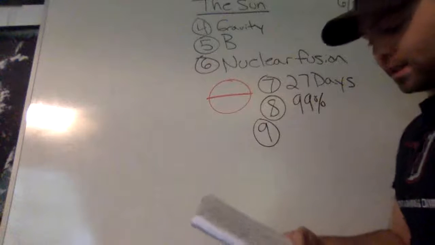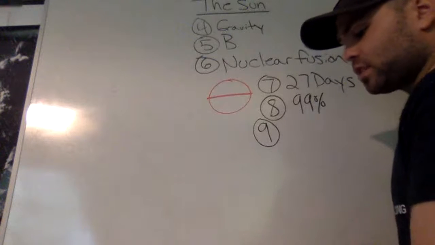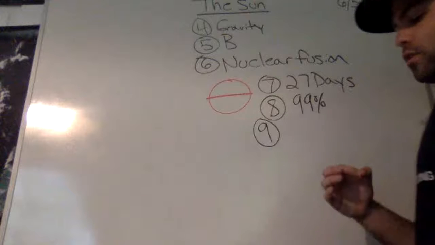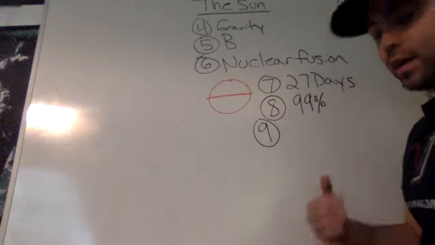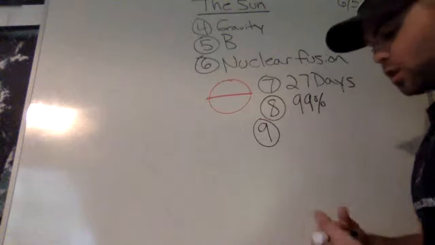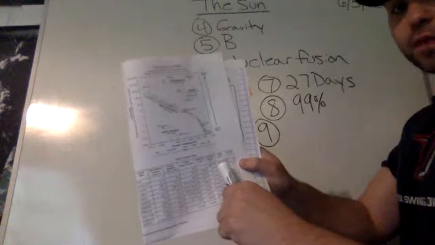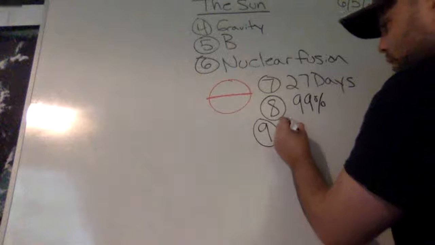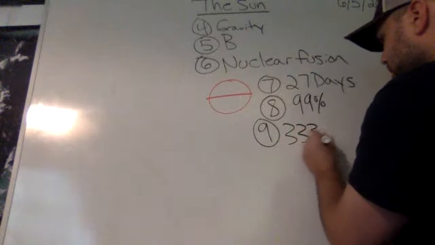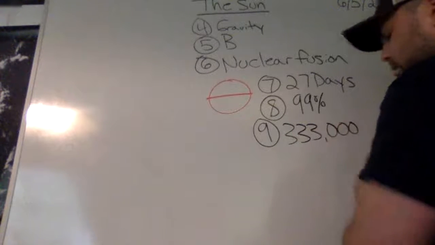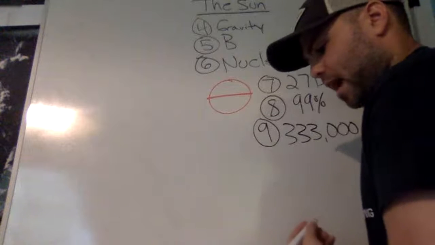But for this, we're looking at the sun. And for that, it gives us 333,000 more times, okay? Again, I just look right at the reference table, and I find it right on this chart. So for number 9, it's going to be 333,000.